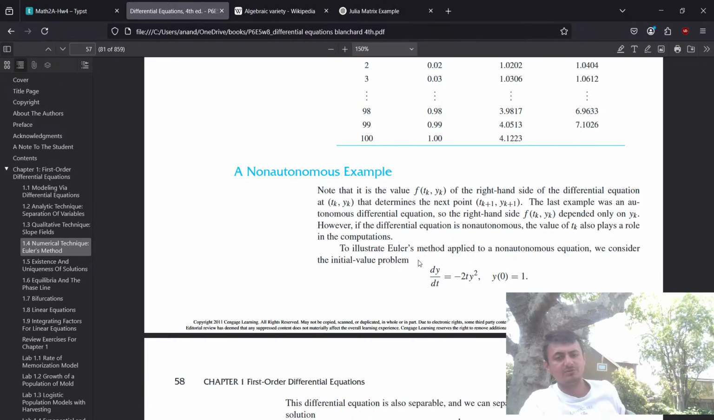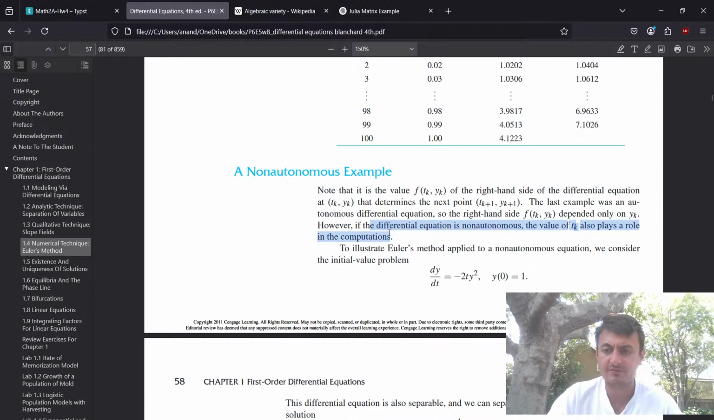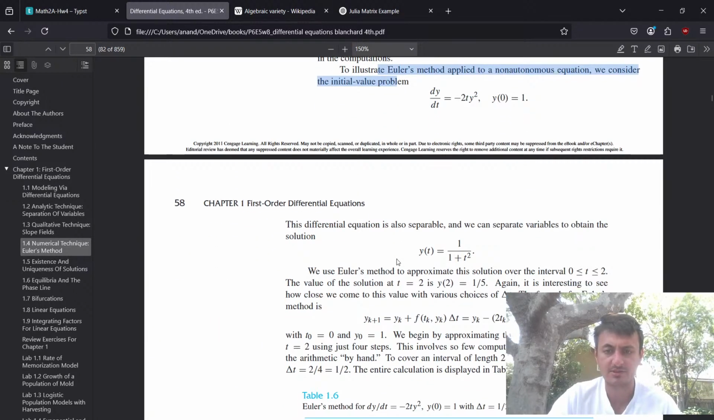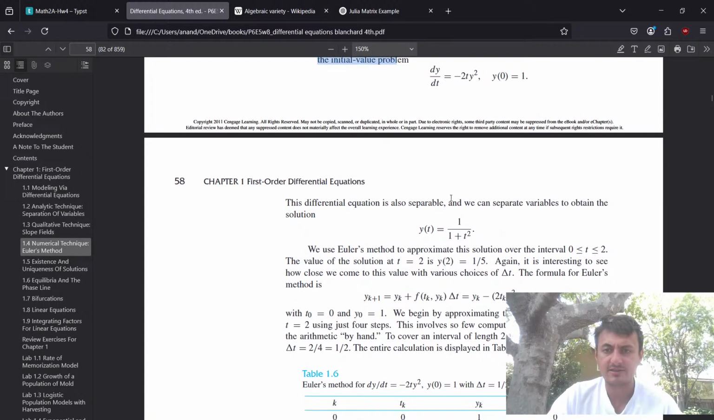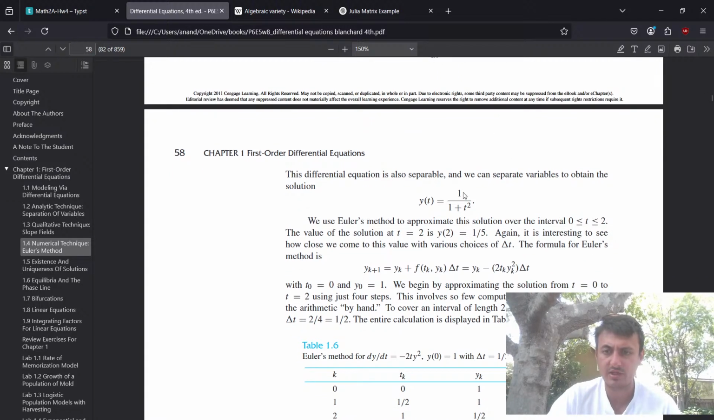Okay, so the last example was autonomous, meaning that it doesn't depend on t. However, if the differential equation is non-autonomous, the value of tk also plays a role. To illustrate that, let's do it on a non-autonomous case. It turns out it's separable. Yeah, we can see that. f equals minus 2t and g equals y squared. Okay, so they separated and integrated, and they got that. We use Euler's method to approximate the solution on the interval 0 to 2.